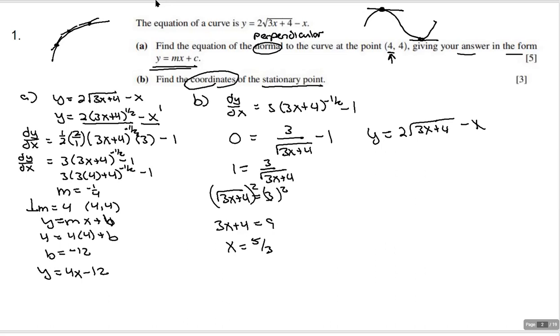And now all I've got to do, and again, if I were you, I would just use the store function of my calculator and store 5/3, but basically it looks like this: minus 5/3. And this is going to end up being 5, because 3 times 5/3 is 5. 5 plus 4 is 9. Square root of 9 is 3. This is going to end up being 6 minus 5/3, and that'll be 13/3.